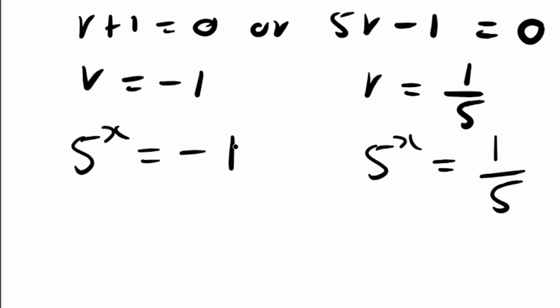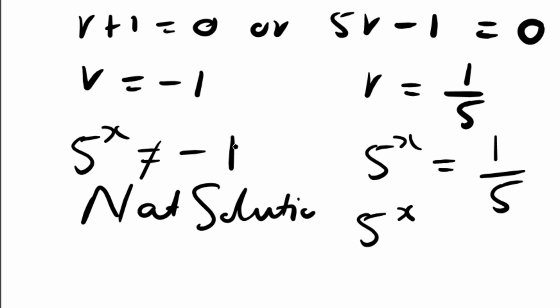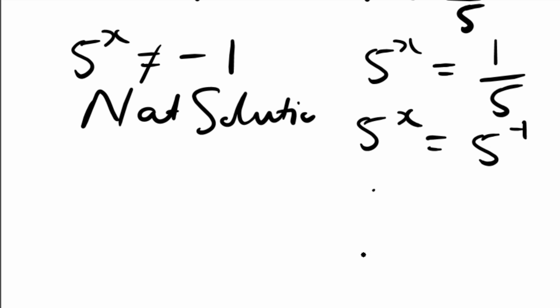From here, this cannot be true. There's no way 5 will be raised to any integer and then you get the answer as minus 1. This one here is not a solution. So we just write below it, not a solution. From this side we have 5 to the power of x equal to 5 to the power of minus 1. And then from there we produce our x as minus 1.